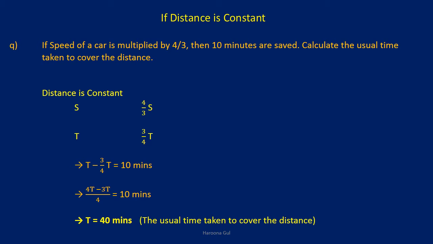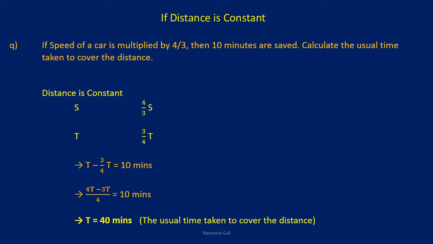Now the distance is constant here, but speed is being multiplied by 4/3. So if speed is multiplied by 4/3, that means time is going to be multiplied by 3/4. That is the inverse of 4/3, right? And we have been told that the time saved is 10 minutes if we increase the speed. So the actual time minus the new time, that is 3/4t, is equal to 10 minutes.